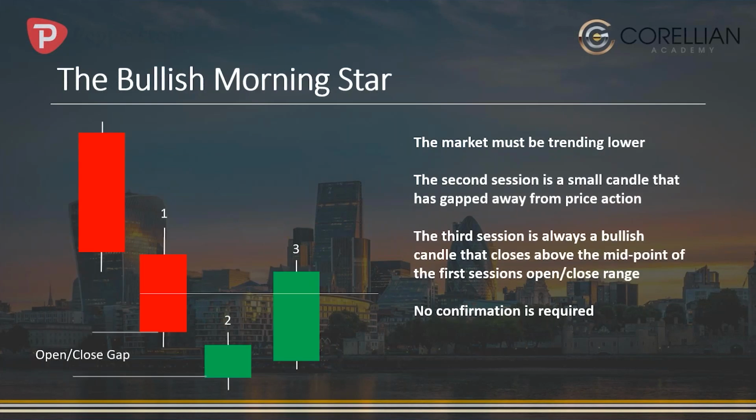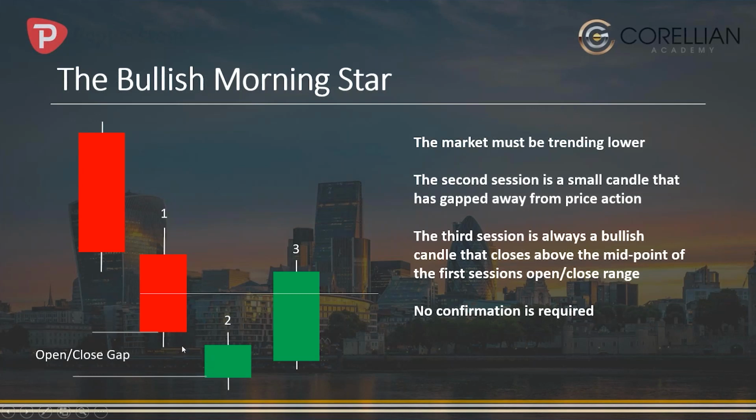Now, the bullish pattern within the 3 period is the bullish morning star pattern. And again, it's the exact mirror image of the evening star. But in this case, we're trading in a downtrend. We're continuing to see bearish standard lines. Again, the gap is between the first period and the second period.